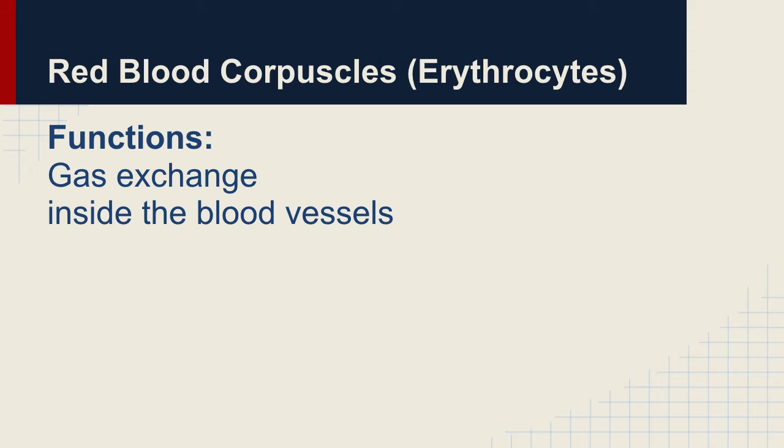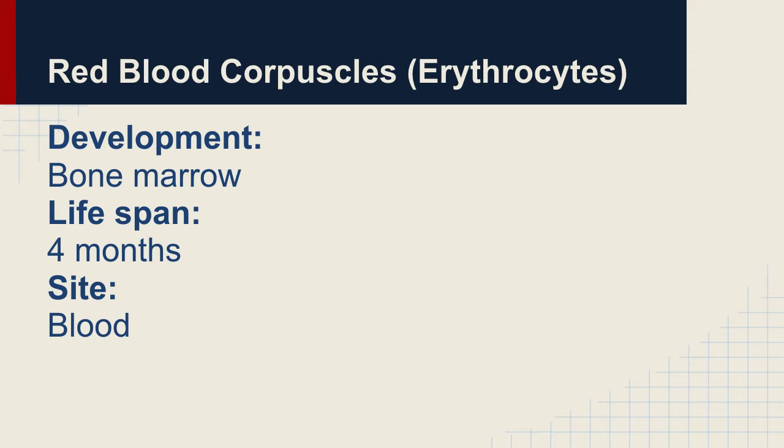They develop from the bone marrow, and the main function is gas exchange, and they perform their function inside the blood only. They develop in the bone marrow, and they are then released to the bloodstream. Their lifespan is 4 months.